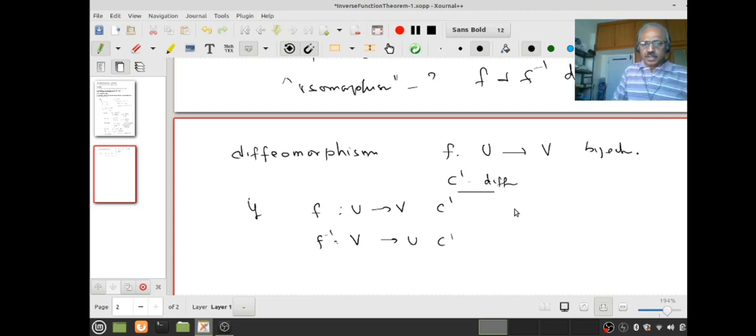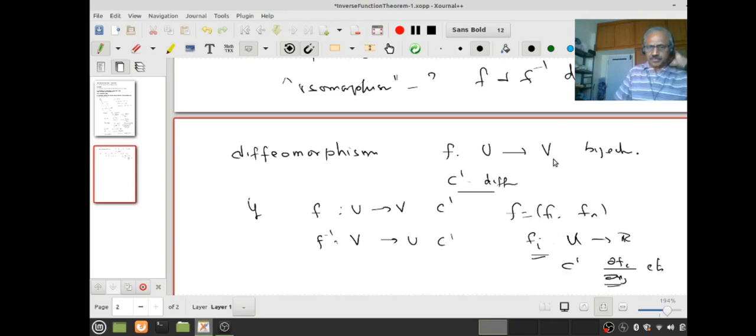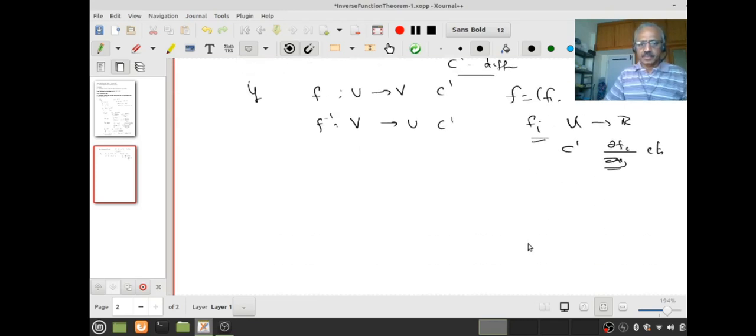Just quickly recall, if I write f equal to (f1, ..., fn), then each fi is a map from U to R. So when do I say this is C1? I say it's C1 if all the partial derivatives ∂fi/∂xj exist and are continuous. Therefore, when I say f is C1, I want each f1, f2, ..., fn to be C1. And similarly for f inverse, from V to R. Okay. More generally, I can define what is called a Ck diffeomorphism.